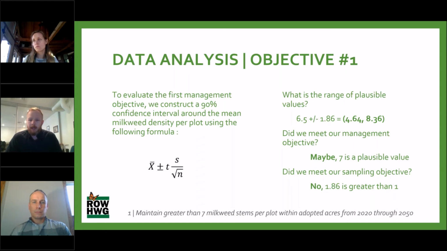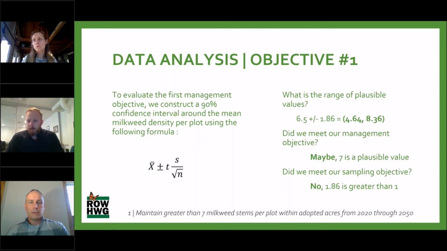We'll need the average that we calculated, the sample standard deviation, the number of plots, and a t-table. The great thing is that we're working on a calculator for you so that it'll do the math for you. You don't have to write this down. But what we found here is that our plausible range of values is 6.5 plus or minus 1.86, so between 4.5 and 8.5 approximately.